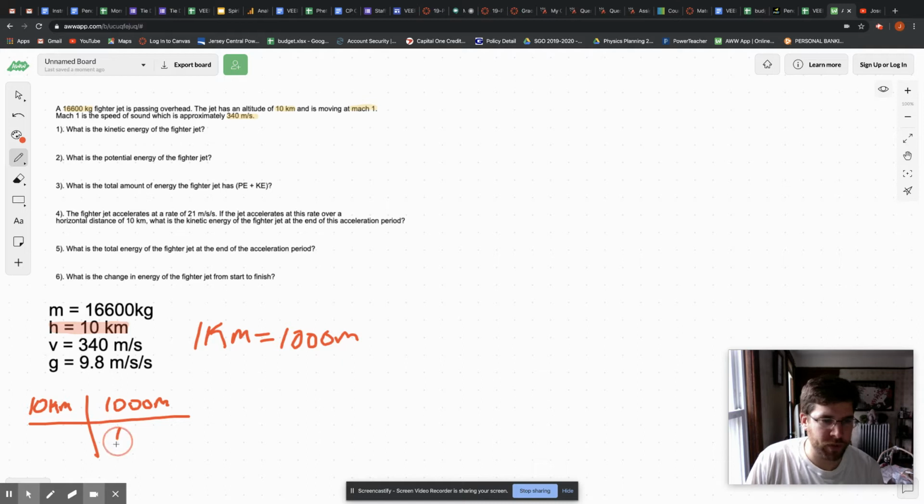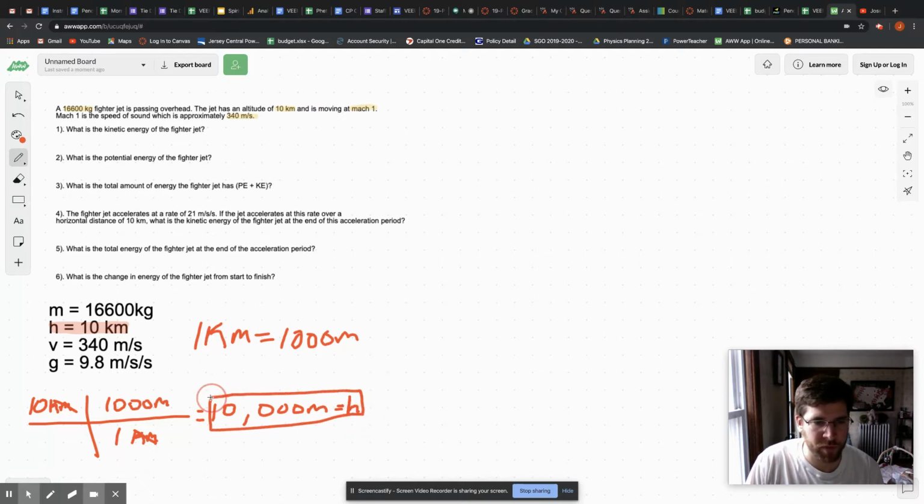1,000 meters is equal to 1 kilometer, so I want to cancel out kilometers, so kilometers is going to go on the bottom so that we can cancel out that unit. And when I do a little bit of magic math, we know that 10 kilometers is the equivalent of 10,000 meters. So now we have that height in proper units. Okay, and that's what we're going to want to use for height moving forward.